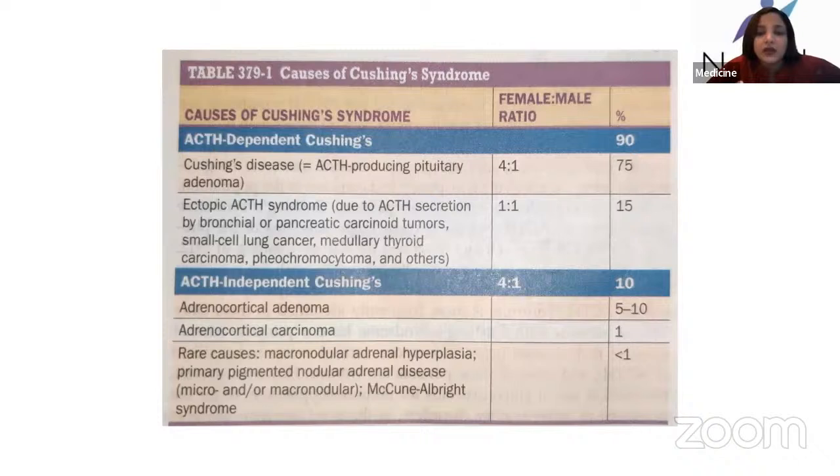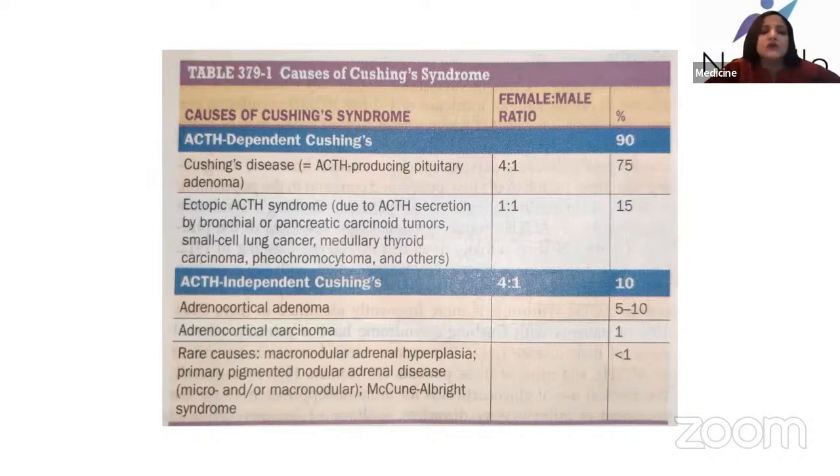Okay, now this diagram has been taken from Harrison. You can see all the causes of Cushing syndrome. The causes of Cushing syndrome are further divided into ACTH dependent causes and ACTH independent causes, because that is how we investigate Cushing syndrome, and that is how we treat Cushing syndrome also. So in ACTH dependent Cushing's, there is Cushing's disease, which I've already told you, the ACTH producing pituitary adenoma, and you can see the male to female ratio is 1:4. That means females are more affected than males.